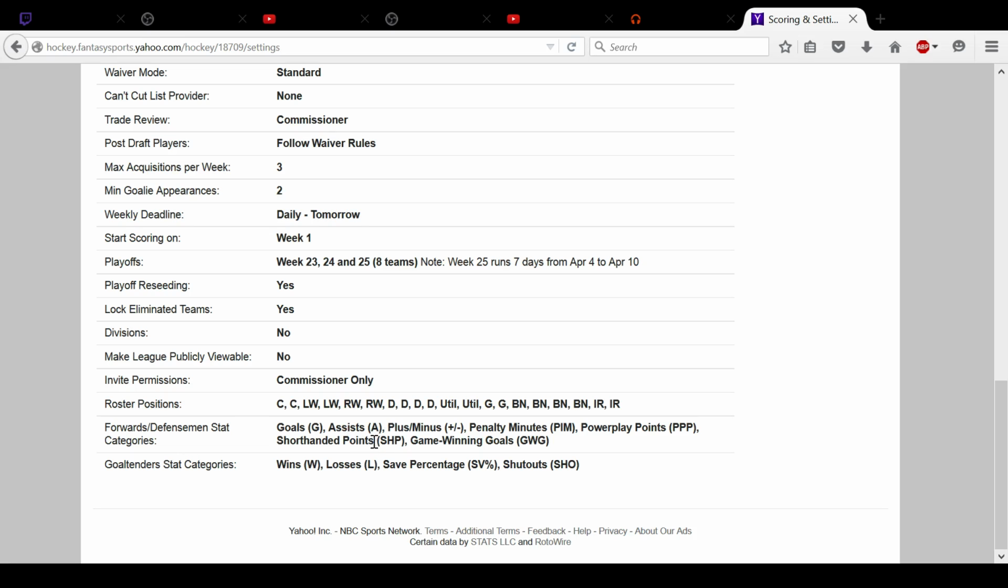One shorthanded point a week is usually going to be the difference between winning and losing your matchup. So that's a huge factor in our league, and one of the reasons I've been successful in previous years and maybe not successful this year is because I didn't quite value that as well as I should have, but we'll get back to that at some later point.